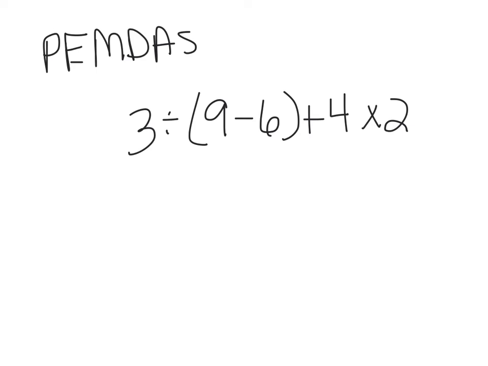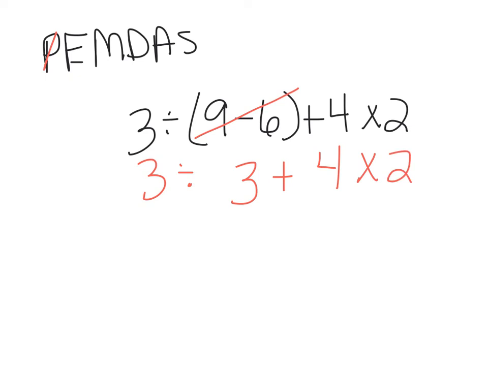That's right, our first thing is parentheses. So we're going to do our 9 minus 6. 9 take away 6 is 3. Bring it down below. I did not touch this 3. I did not touch this divided by sign. I did not touch this plus. I did not touch this 4. And I did not touch the multiplication or 2.